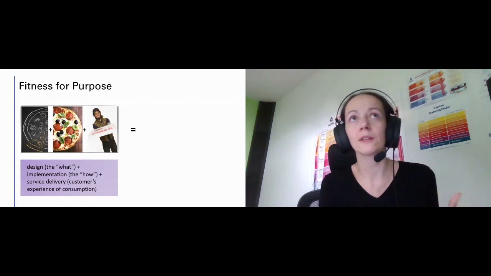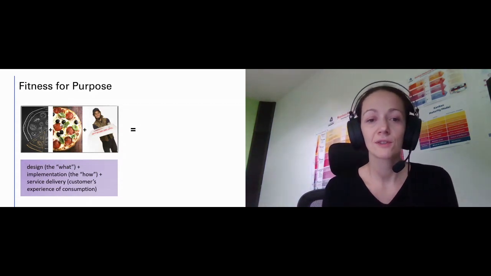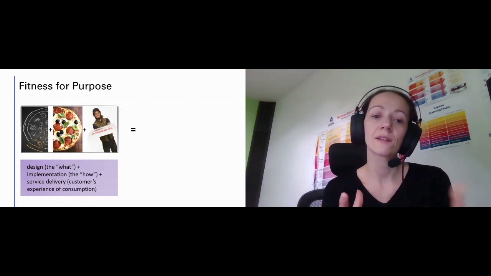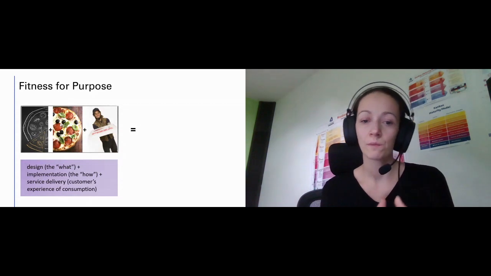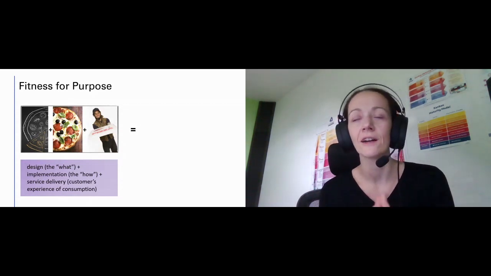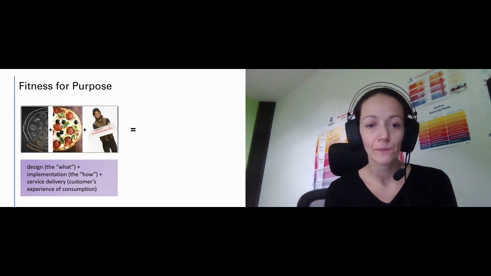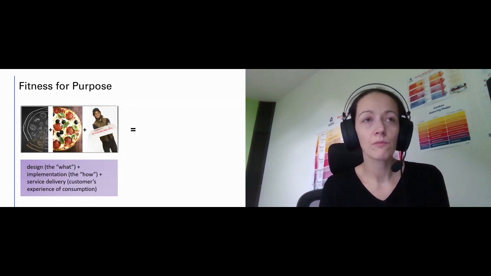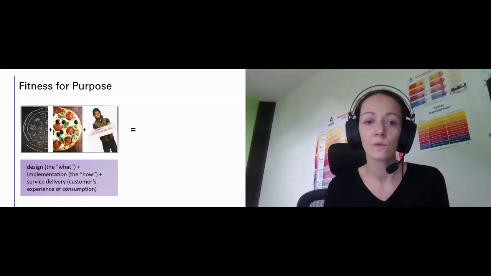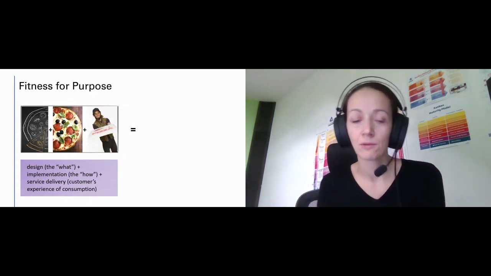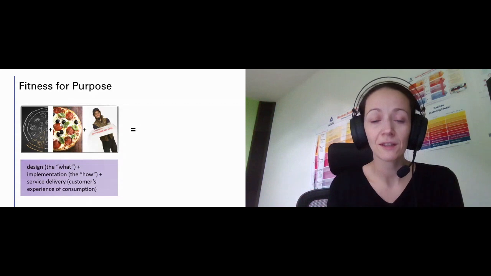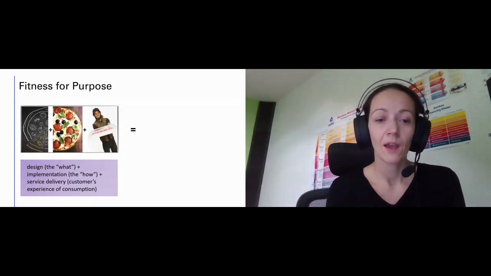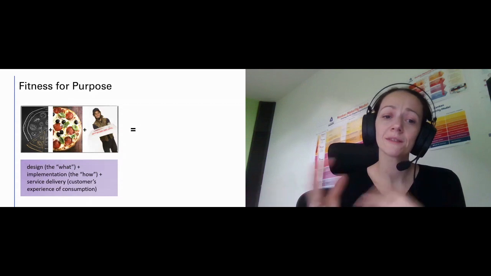So when we think about our product or service, which is preparing and delivering pizza, design is the recipe. So what our pizza is about. Is it margherita, quattro formaggi, whatever you like. Then the second element is implementation, so the how you make your recipe live. So what ingredients you take and how you make the pizza out of these ingredients, how long you bake it, how you prepare your pizza. So how you implement the design.